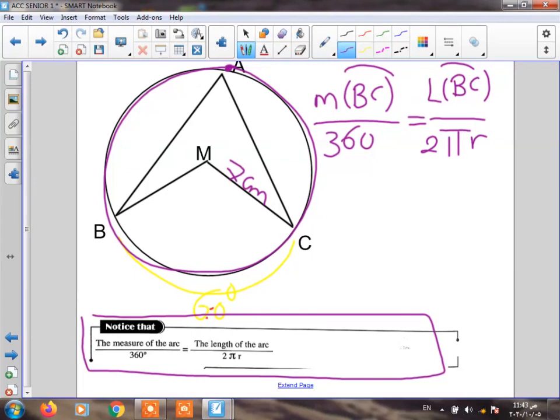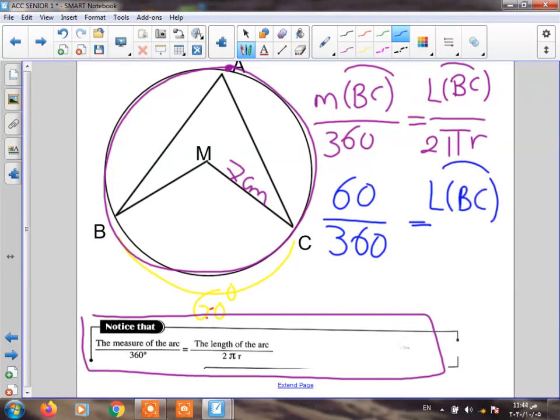So I can solve an equation. I have fraction equal fraction, so easily I can use cross multiplication. Here I have the measure of arc BC, 60 degrees, over 360 degrees equals the length of arc BC, which is the only unknown, over 2 times π. Do you remember what π is? It's the approximate value 22 over 7, times 7, right?